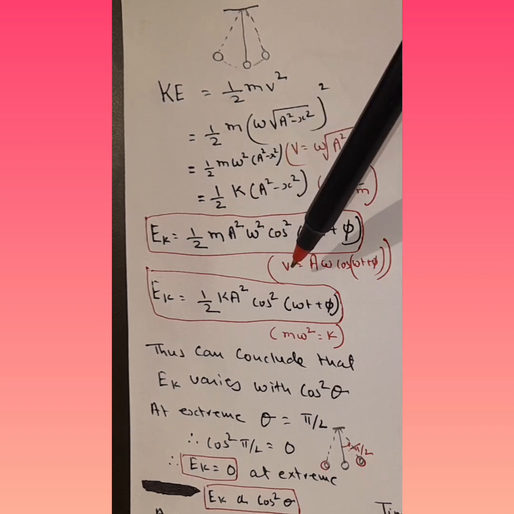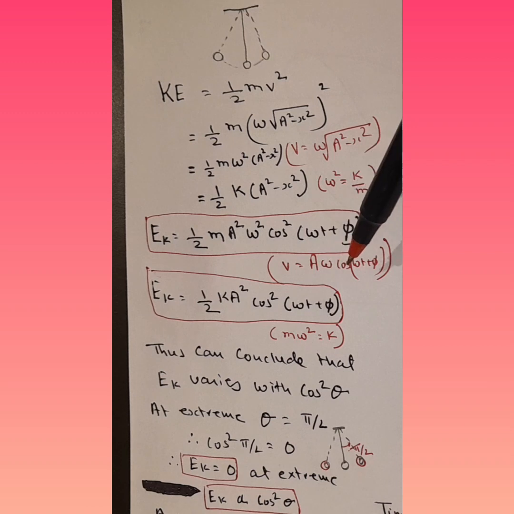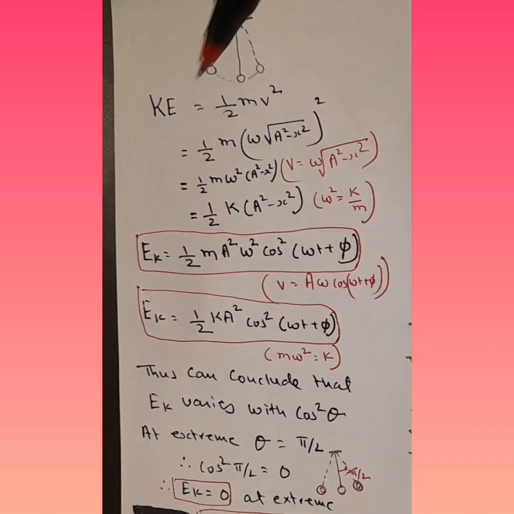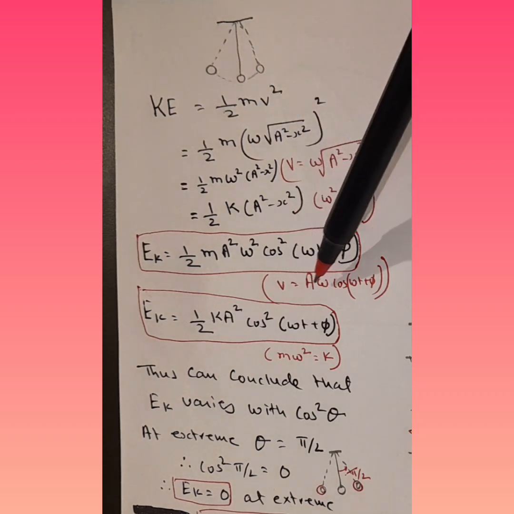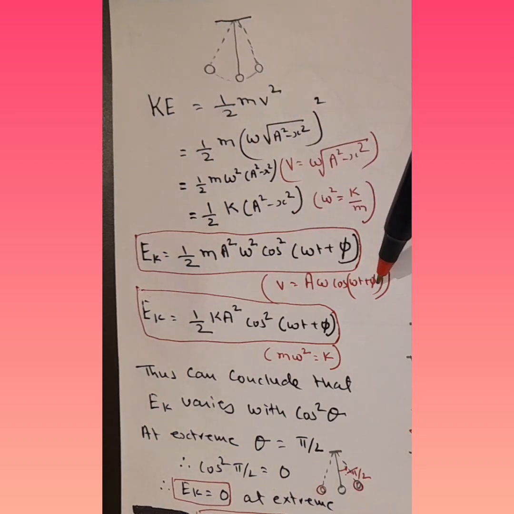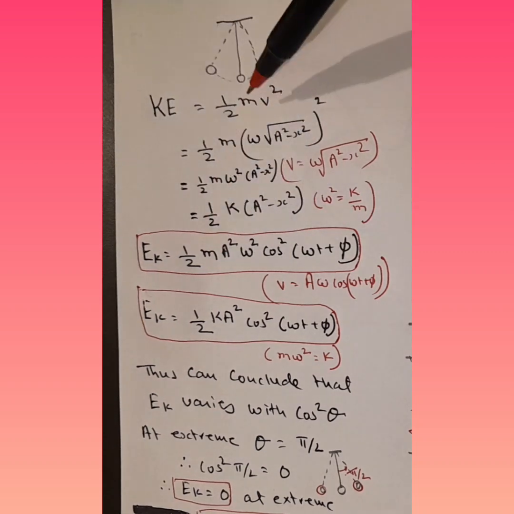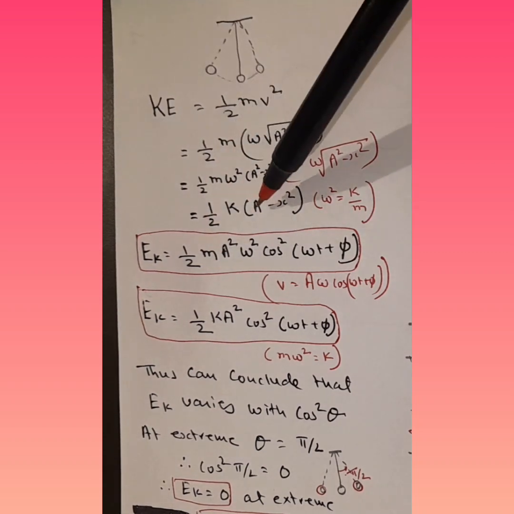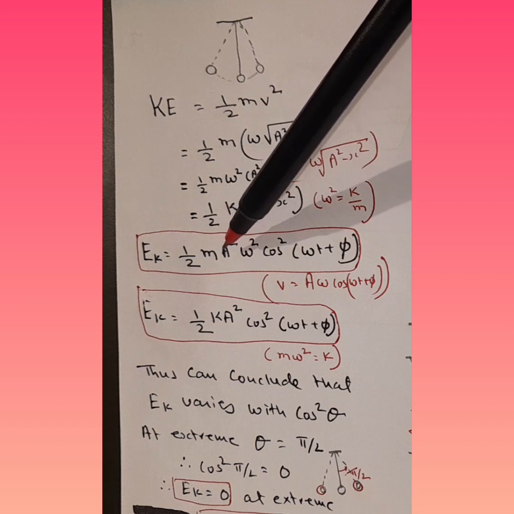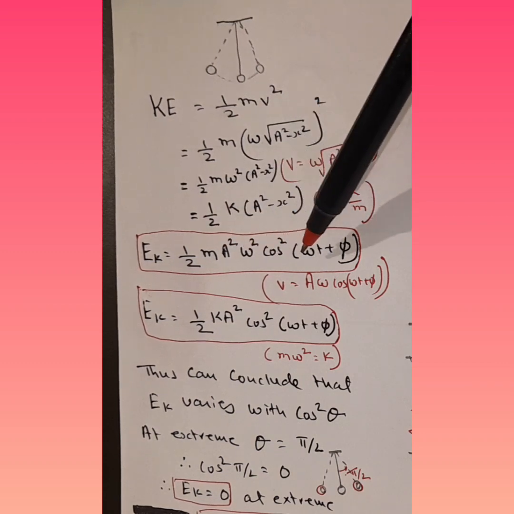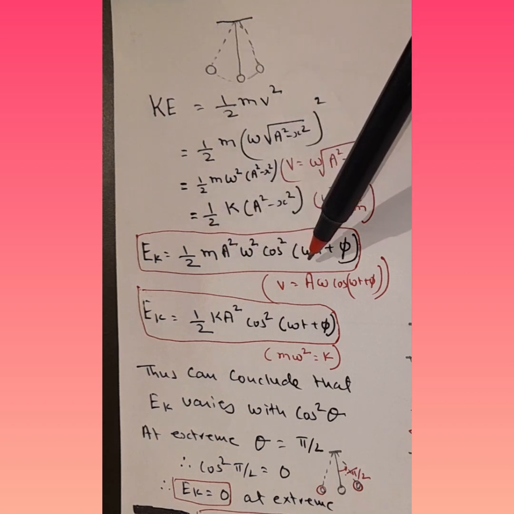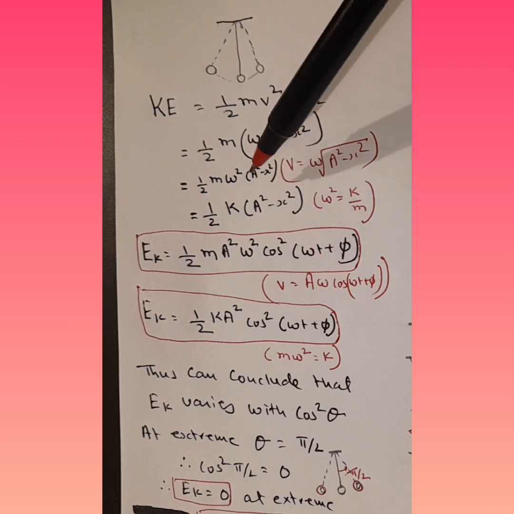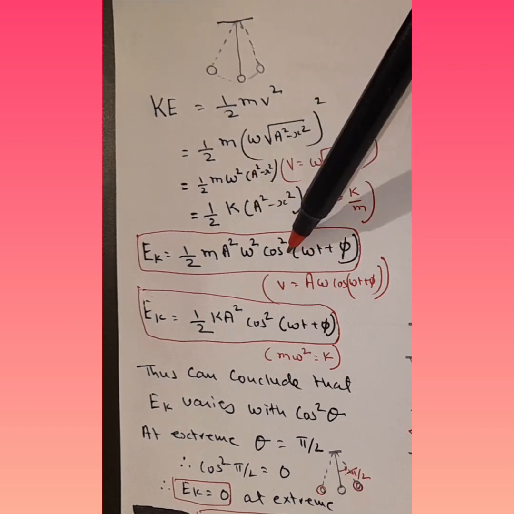Then again we also know v is equal to a omega cos omega t plus phi. So instead of v we can substitute a omega cos omega t plus phi. So it is half m, and instead of this v, what we have is half m a square omega square cos square omega t plus phi. So this is yet another formula which we have got to keep in mind. All these formulae we have got to keep in mind.